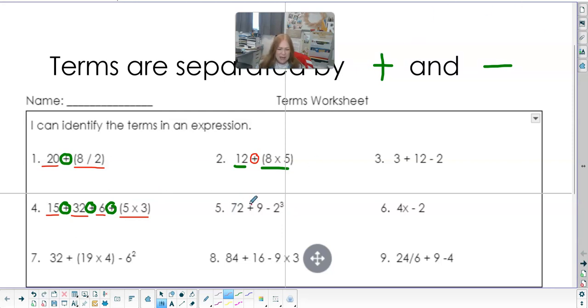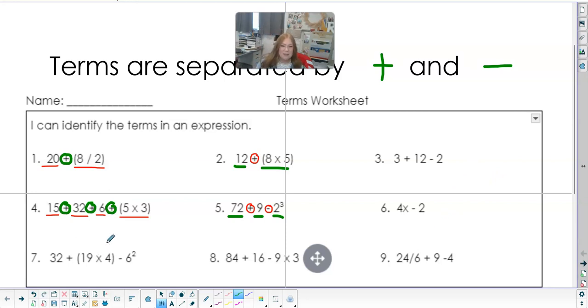Next up we have a plus here, we have minus here, and no other operations. So I can see we have 72 as a term, 9 is a term, and 2 to the 3rd power is a term as well, because we're not adding or subtracting that to the 3rd. That's a multiplication sign right there, invisible right there. Let's go ahead and try number 6 on your own. So we can see the add or subtract signs and then underline the terms.